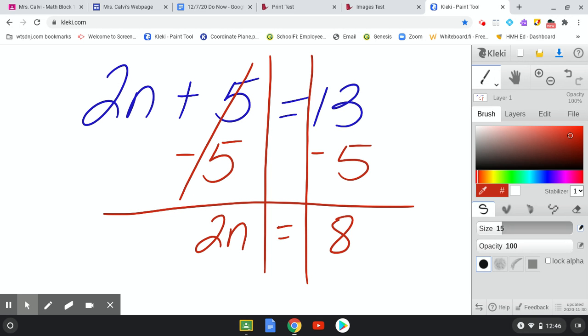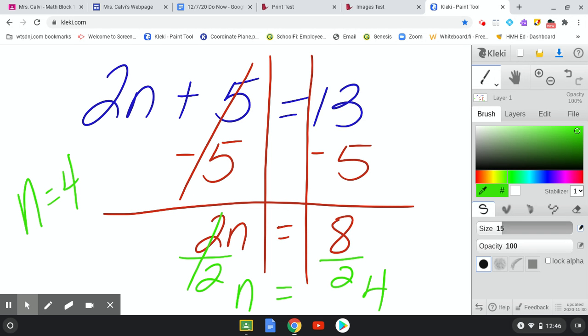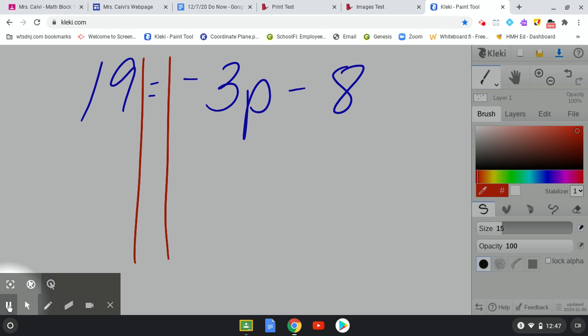So now, in order for me to get rid of that 2, this is a multiplication problem, right? We're going to use division to solve. So we are going to divide both sides by 2. These 2 cancel. I finally have n by itself. And then I'm going to do 8 divided by 2, which gives me 4. So my final answer here is n is equal to 4. All right, pretty simple. Let's try another one.